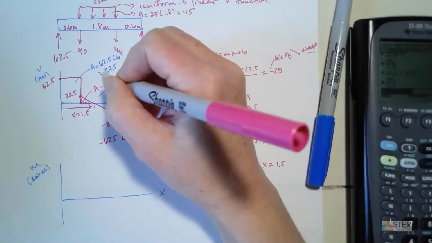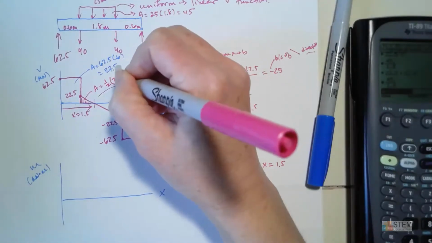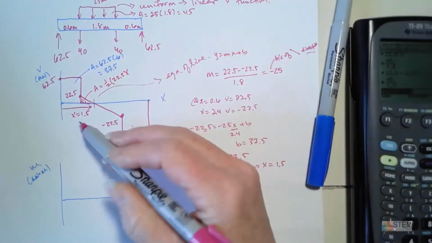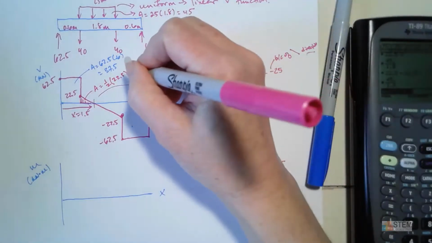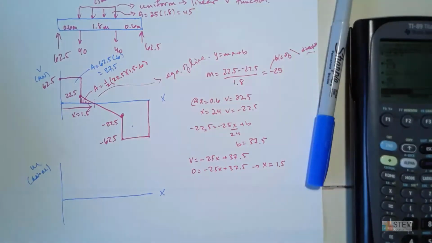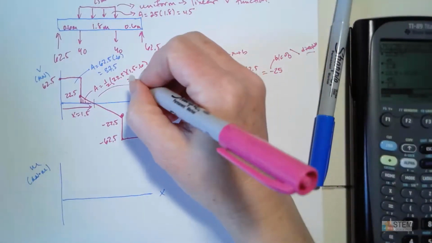All right, find that area. So we're going to have 1/2. The height there is 22.5. The base is going to be 1.5 minus 0.6. All right, because that'll give me from here to here. So that ends up equaling 10.125.